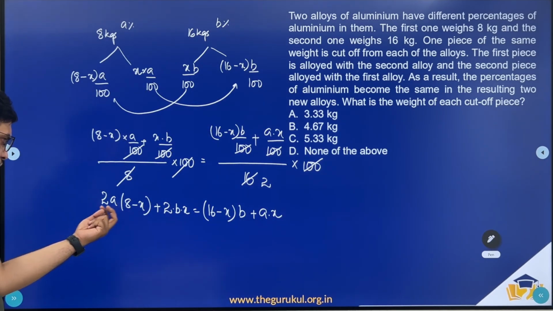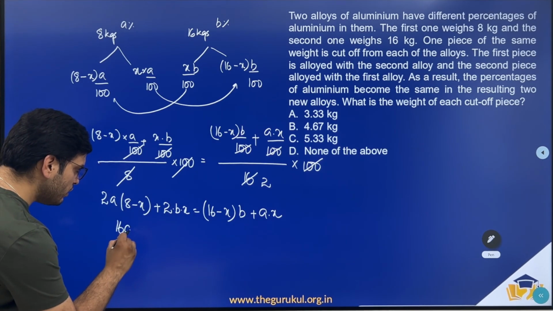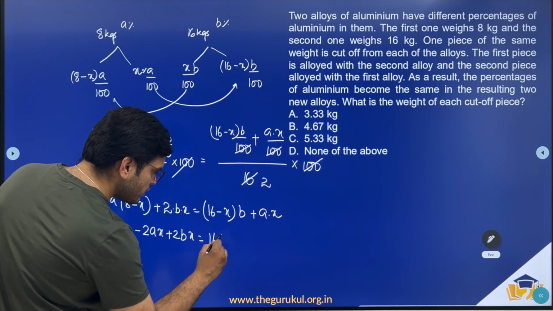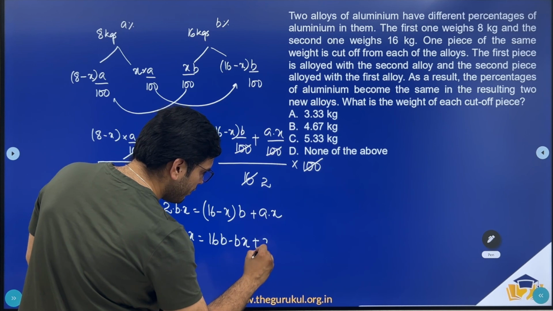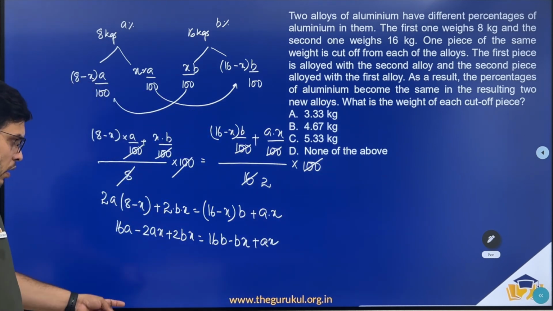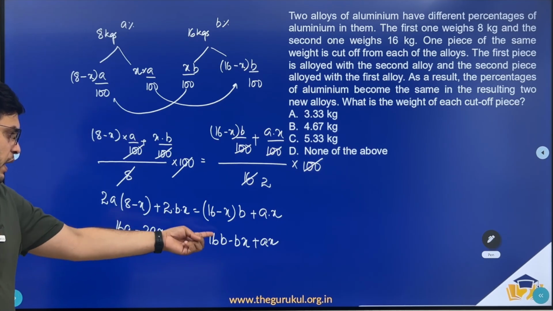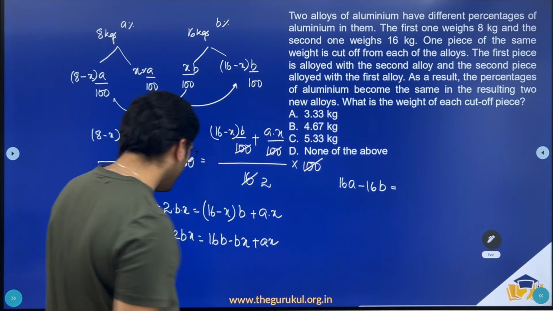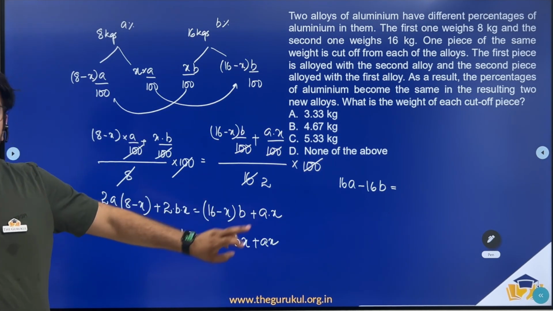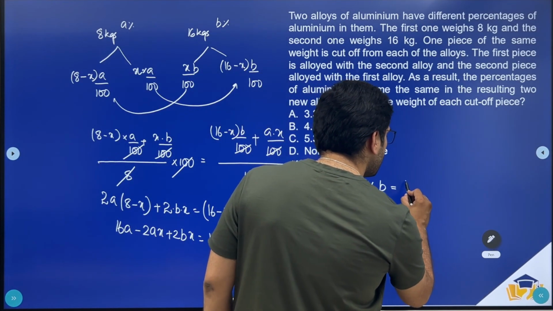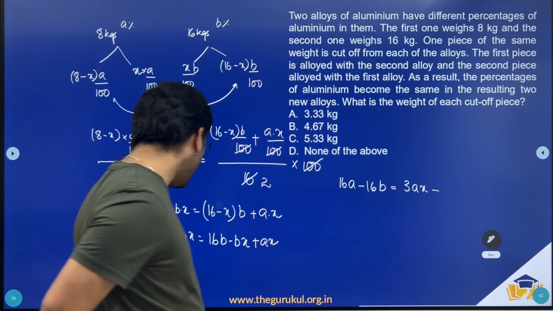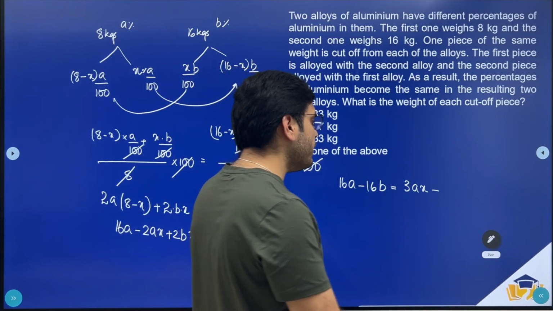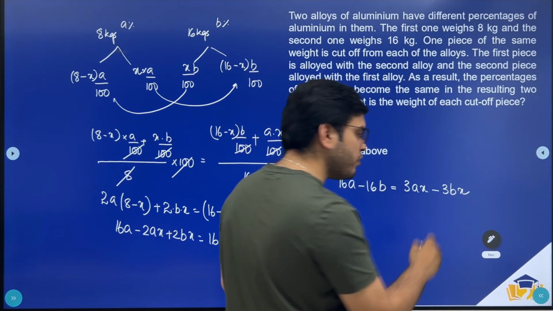Now let me just distribute this. So this would be 16a minus 2ax plus 2bx is equal to 16b minus bx plus ax. Now shifting 16b to left hand side, we will be having 16a minus 16b is equal to, 2ax sent to right hand side plus 2ax plus ax, 3ax, minus 2bx when shifted to right hand side becomes minus 2bx minus bx, minus 3bx, right?